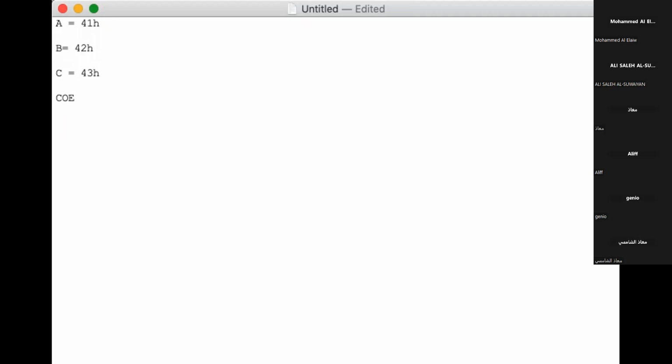Yeah, 15. So basically 41 plus 15 in hex, 15 is F, so the answer is going to be 50 in hex. Yes, so this is the O. And what about E? It is A, B, C, D, E, 5, right? So 45 in hex. Now, this is the E.